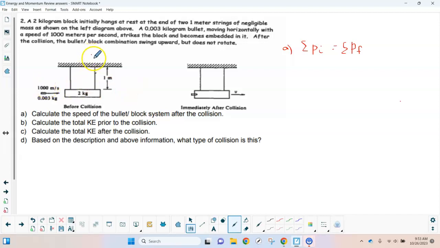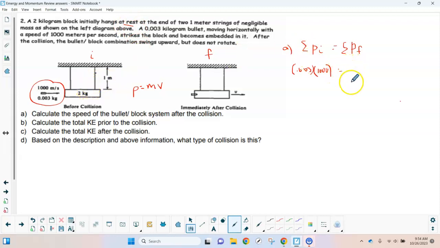So if we look at before, which is before the bullet gets embedded in the block, and then after as our final, before, the only thing that has momentum is the bullet. So again, we're going to use P equals mv. It's just this basic P equals mv equation for each one. So the bullet has a mass of 0.003, which is pretty small, and the bullet is moving at 1,000 meters per second. Now, I didn't worry about calculating the momentum for this block because the block isn't moving, it's at rest. So since it's at rest, it doesn't have any momentum.